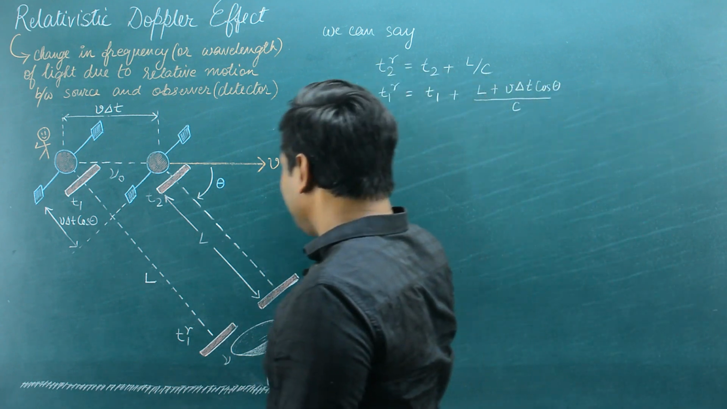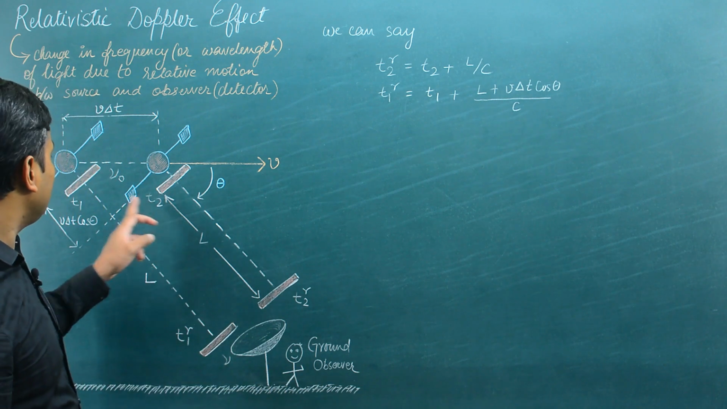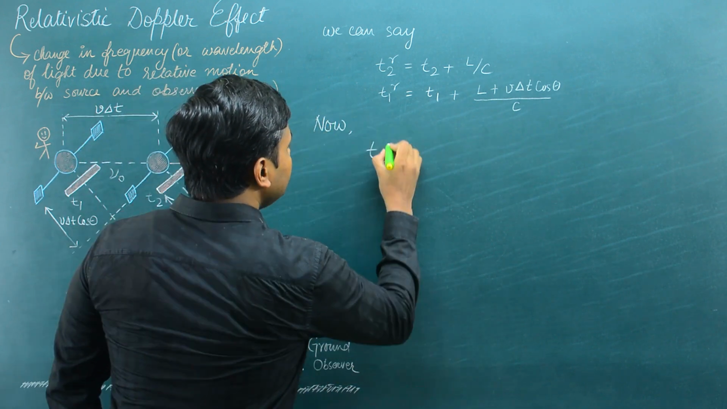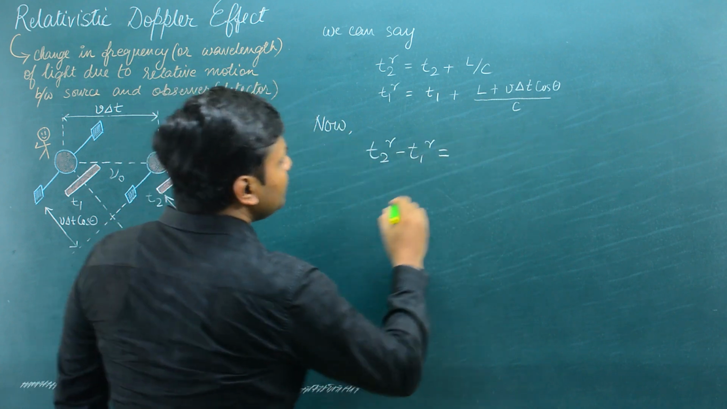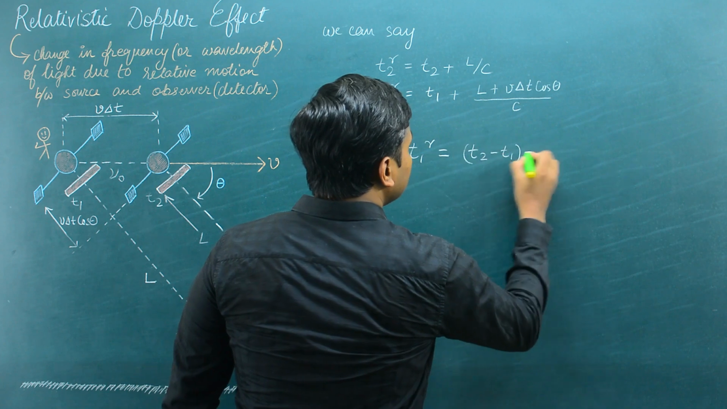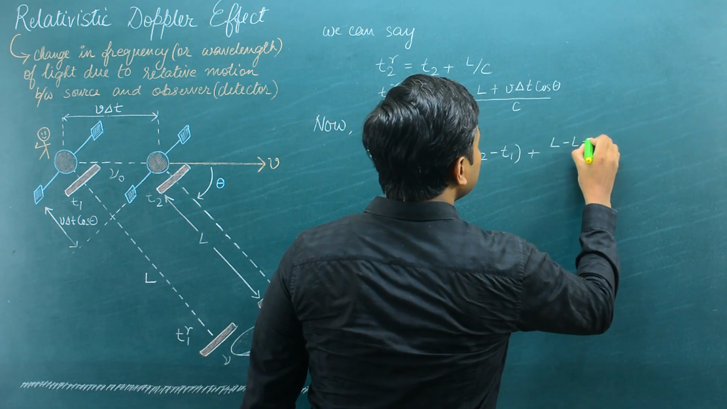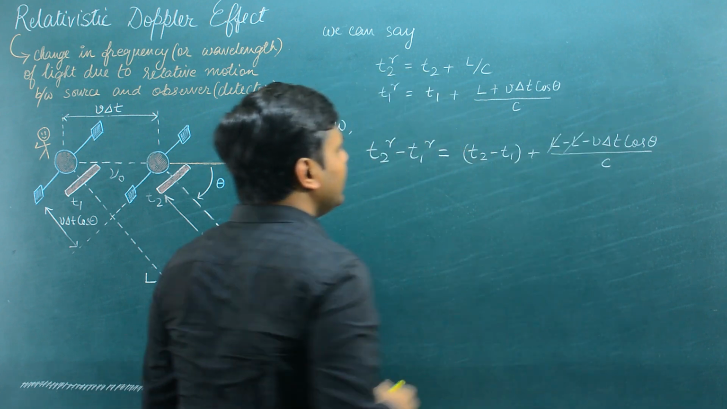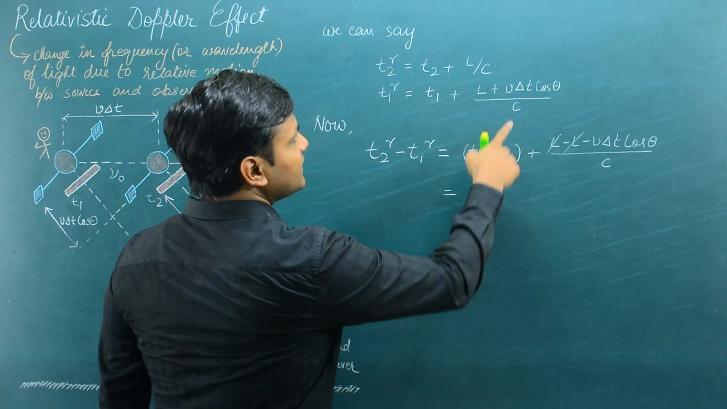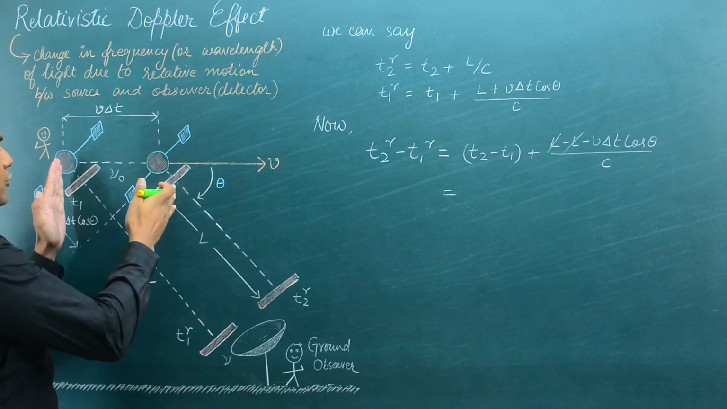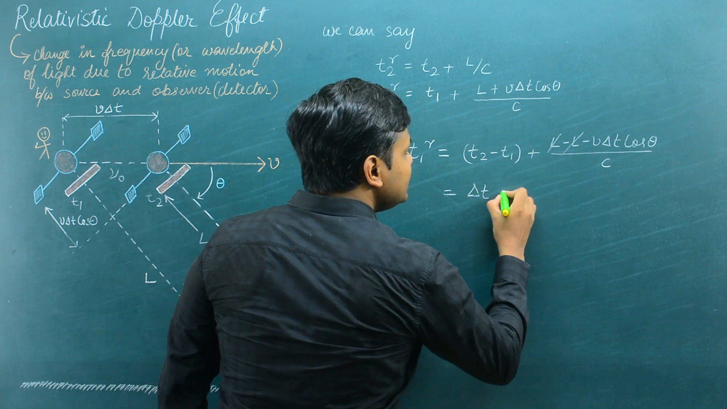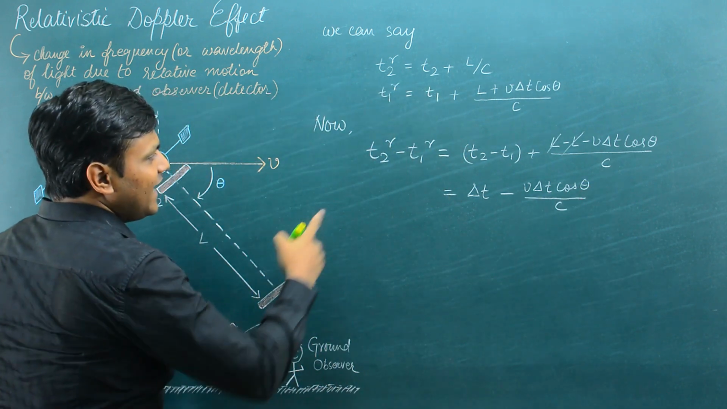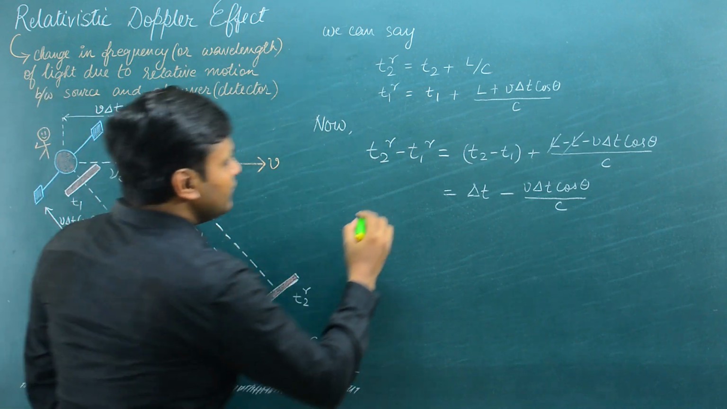That's it. So these are the two time periods of the reception of these two signals, and T2 minus T1 is the time period between the emission of these two signals. So let me just take the difference of both these two. Now T2R minus T1R simply becomes T2 minus T1 plus L minus L minus v del t cos theta upon c. So L and L here get cancelled, and we are finally left with T2 minus T1, which is nothing but del t, the time period in which the satellite goes from here to here with respect to a ground observer. So this is just del t minus v del t cos theta upon c. Quite simple, right?